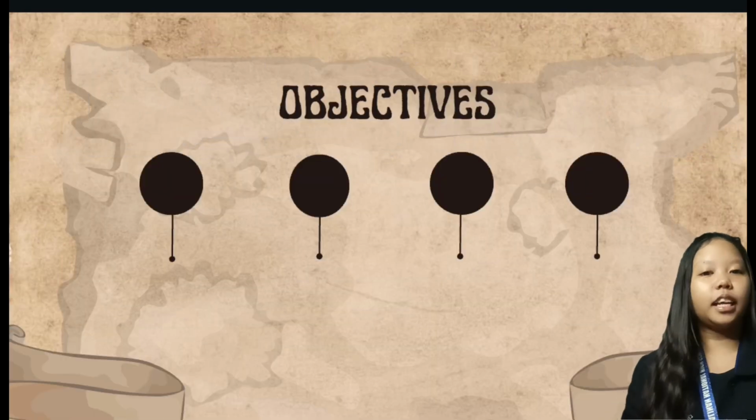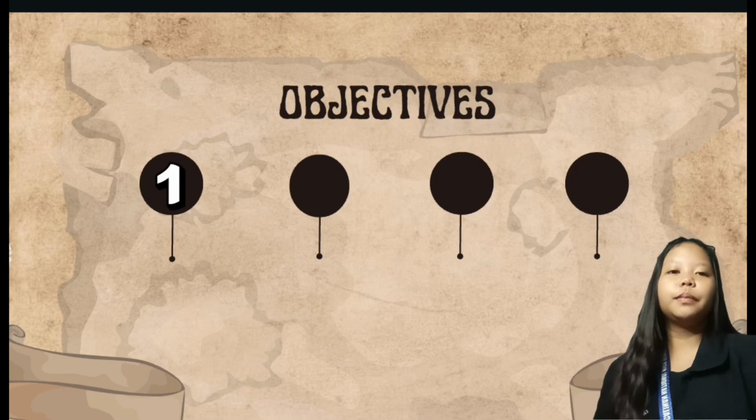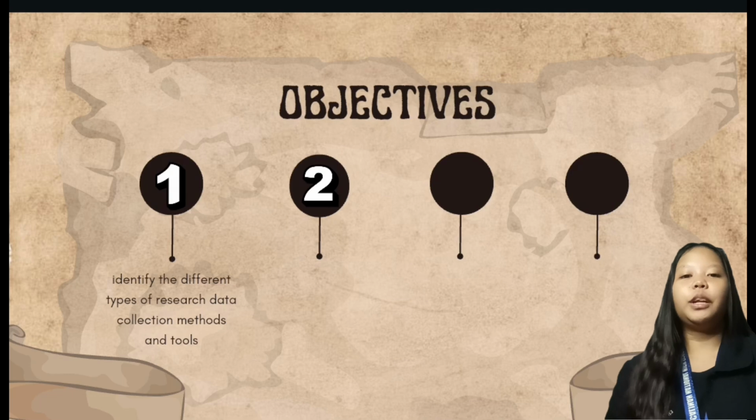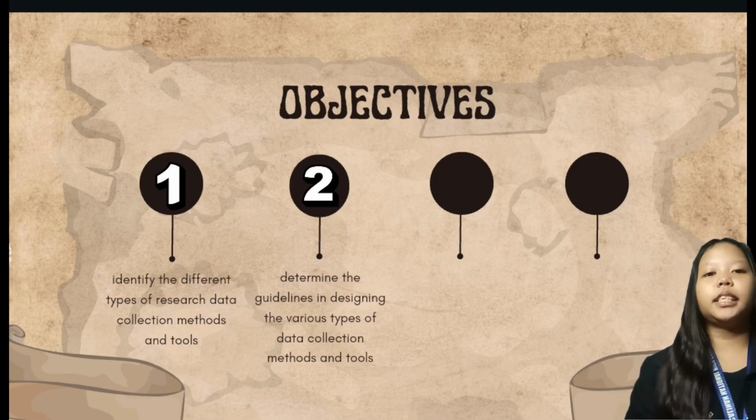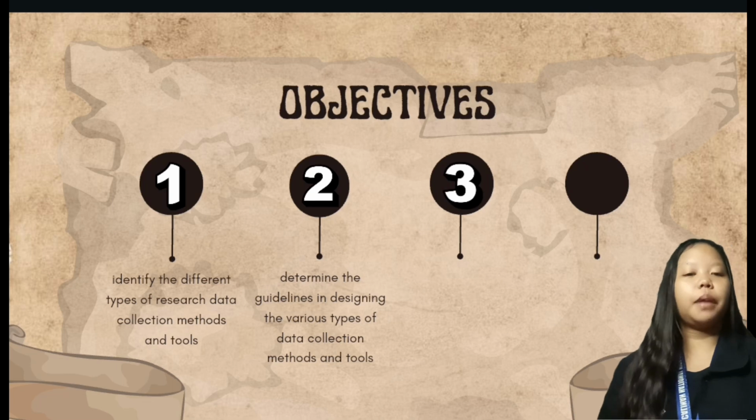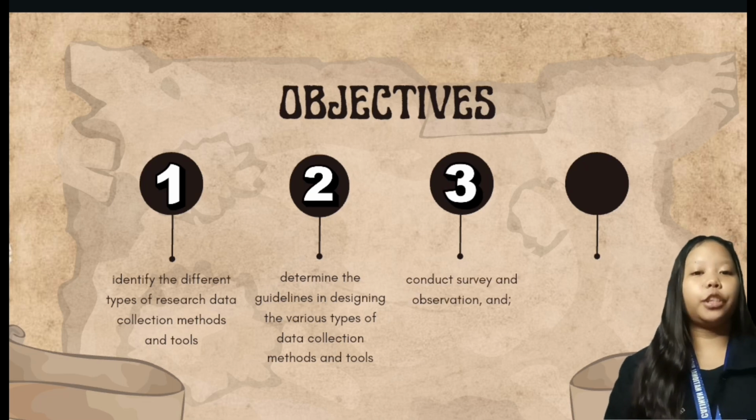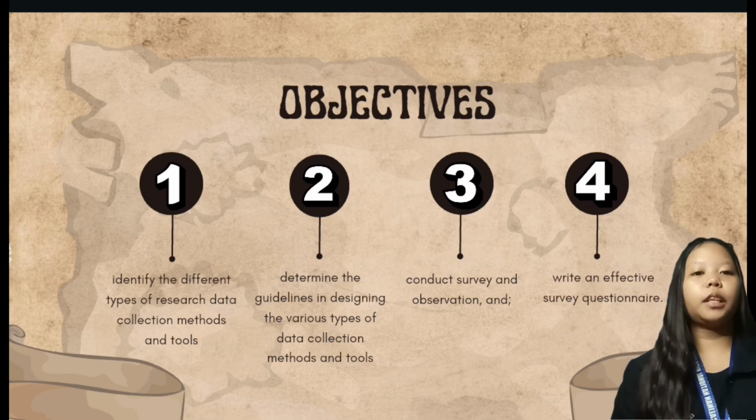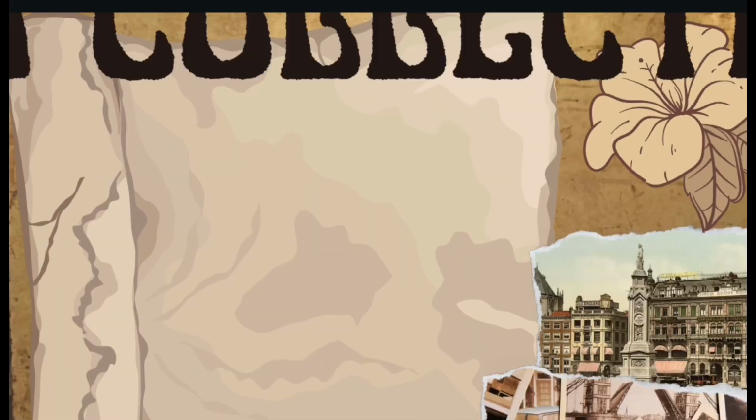And at the end of our lesson, you are expected to: Number 1. Identify the different types of research data collection methods and tools. Number 2. Determine the guidelines in designing the various types of data collection methods and tools. Number 3. Conduct survey and observation. And lastly, write an effective survey questionnaire.